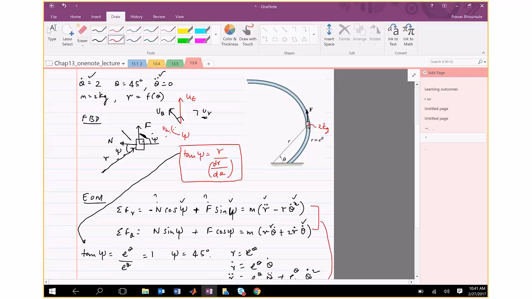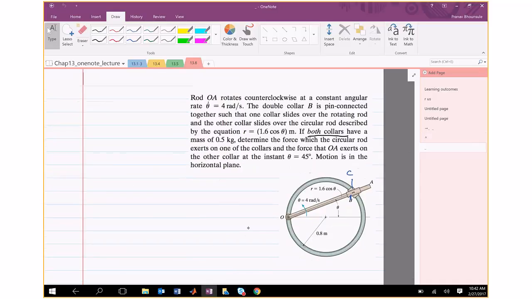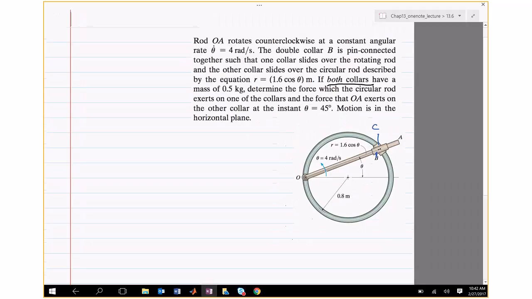Is it just a coincidence that theta equals psi? Yeah, it's just a coincidence. It just depends on what r is. Okay, last question for today.